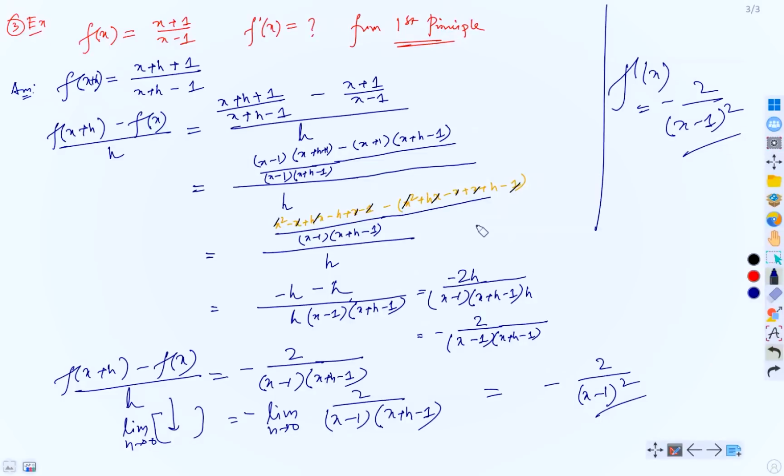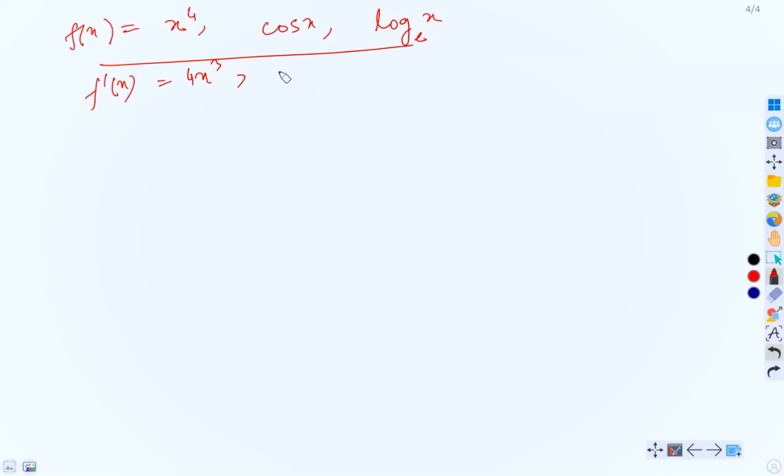Similarly, you can also prove from first principle, if f(x) is given as, say, x to the power 4, or cosine x, or logarithm of x, in all these cases you can prove the result from first principle, that f dash x equals 4x cube, this one is minus sine x, this one is 1 by x. So you try this, it would be a good practice for you, how to derive this formula or this result from first principle for these functions.